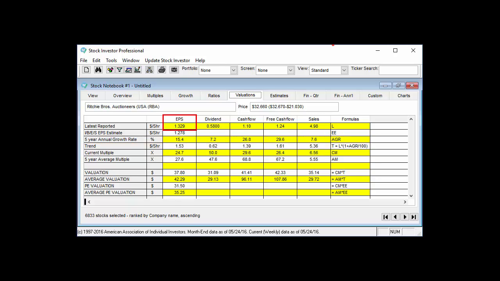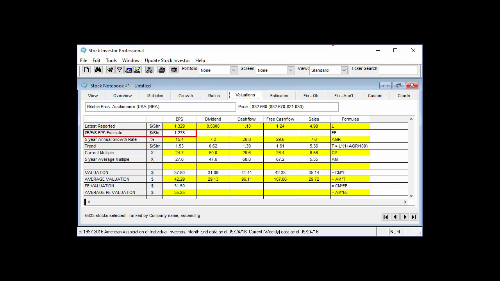For example, Ritchie Brothers' basic trailing 12-month earnings per share was $1.33 as of its latest quarter ending December 31st, 2015. Increasing or growing this trailing 12-month earnings figure by the company's 5-year earnings growth rate of 15.4% leads to a 1-year projected trend or T value earnings figure of $1.53.